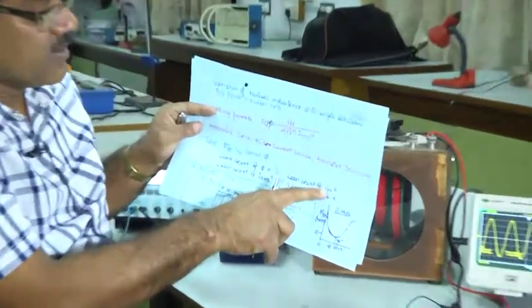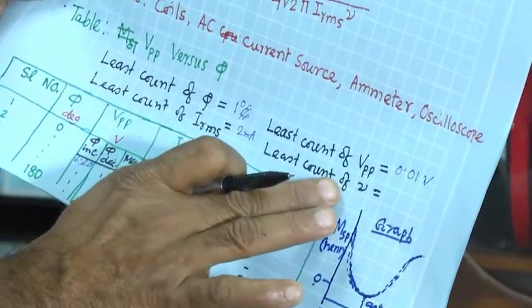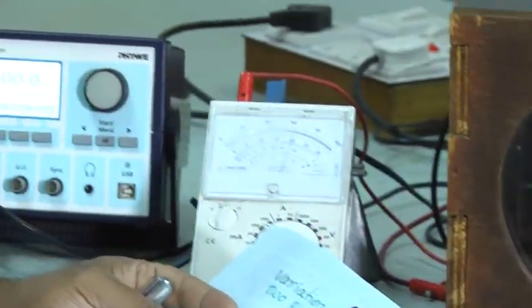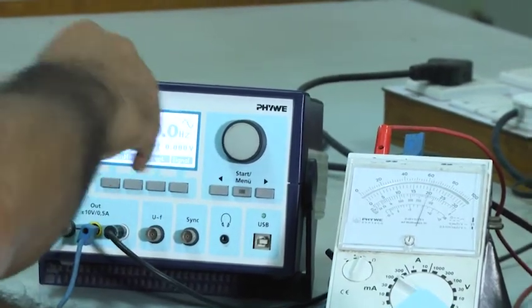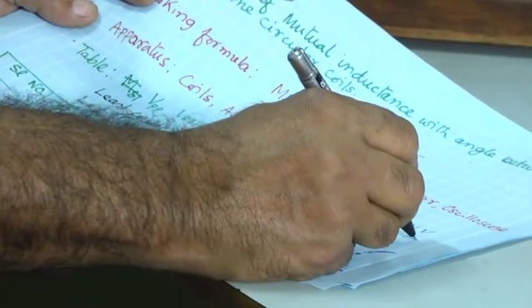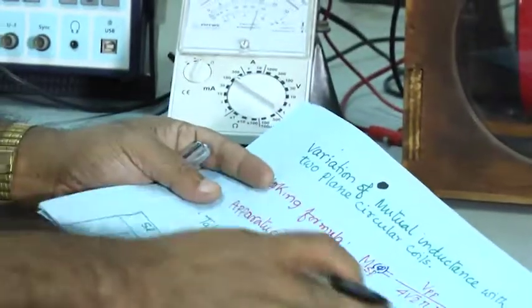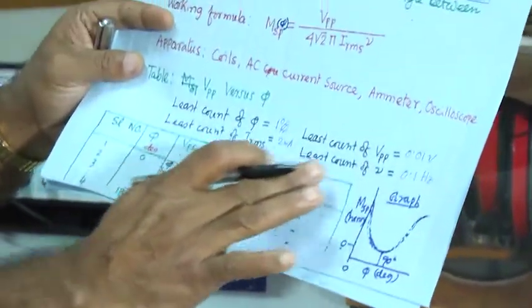Least count of VPP is 0.01 volt, means 10 millivolt, and least count of nu is 0.1 hertz. So the least count of your instrument, that you have to note down. Okay, so now everything you have noted down.